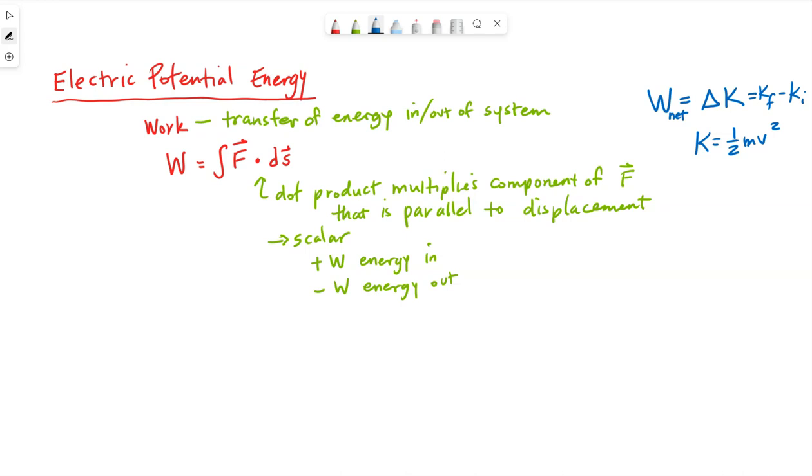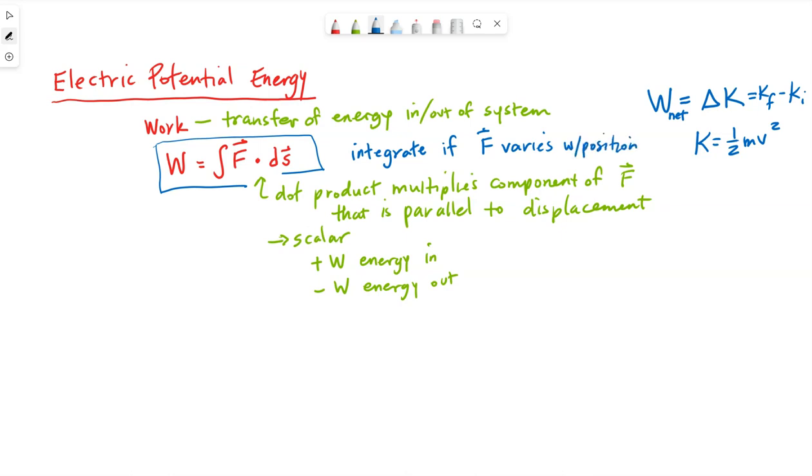So again, this work, the force had to act parallel to the displacement. We did have to integrate if the force varied with position. And that's why the fundamental equation for work has the integral in it. So we have to integrate if the force varies with position.